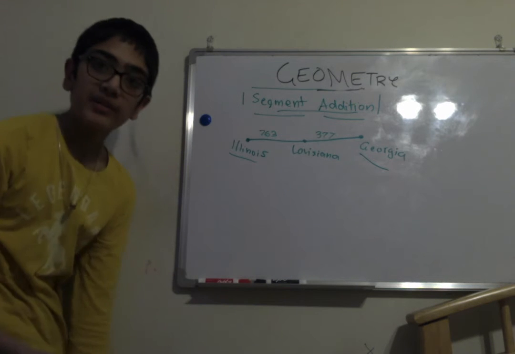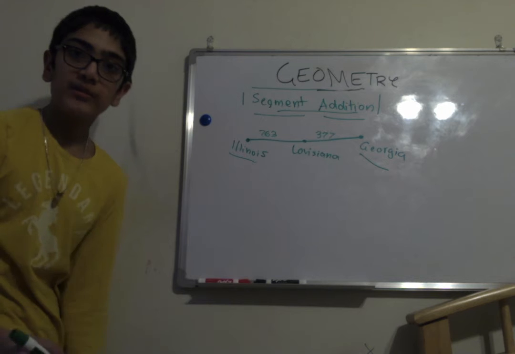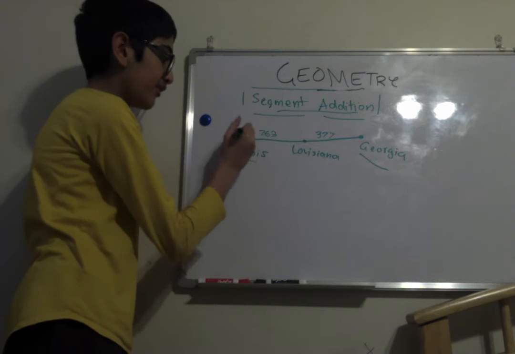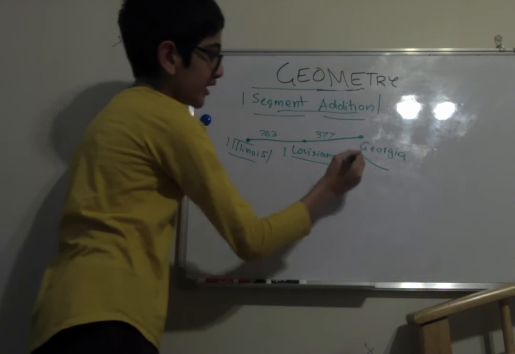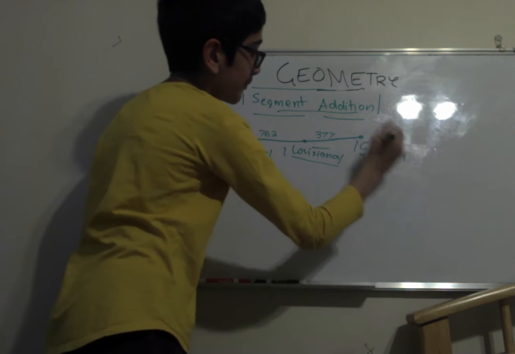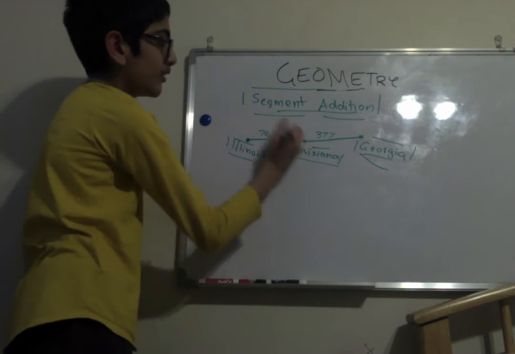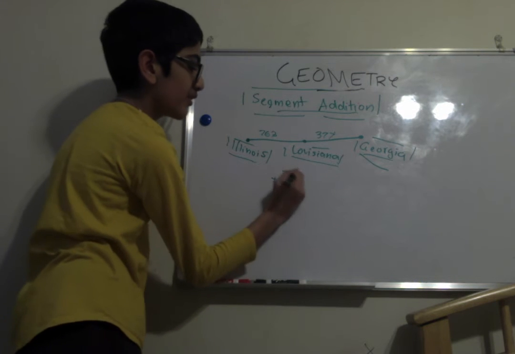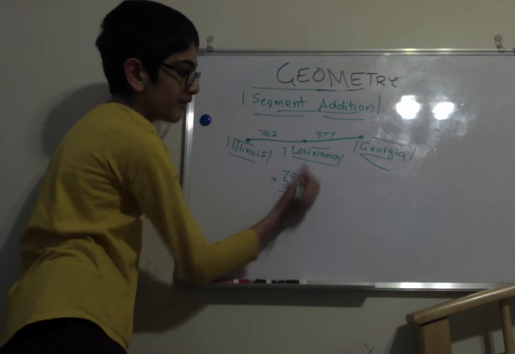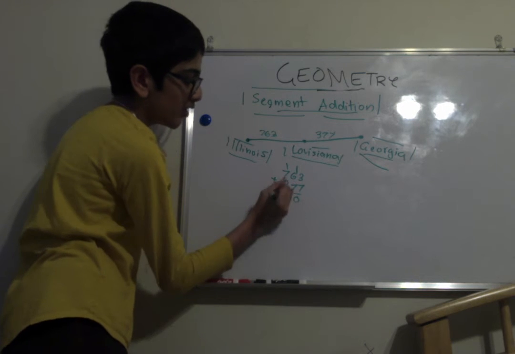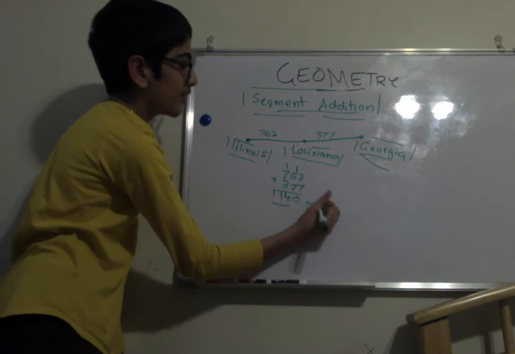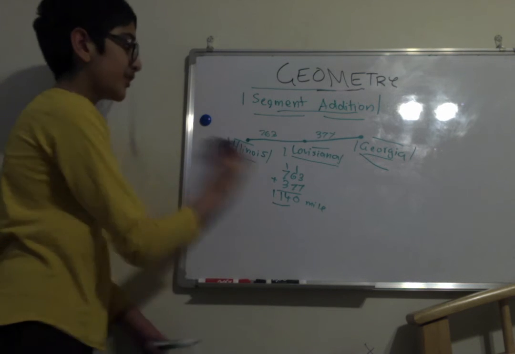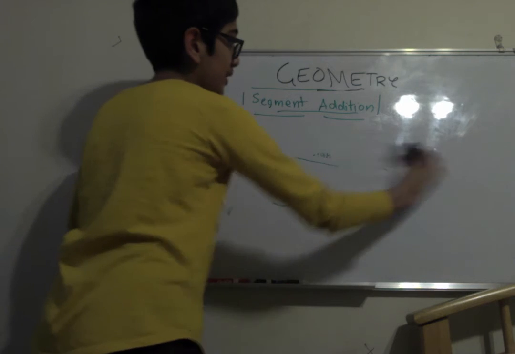Well, we can use our segment addition postulate here to determine that. So if we treat it as a segment with Illinois as one endpoint, Louisiana in the middle, and Georgia at the end, we can say that the distance between Illinois and Georgia is 763 plus 377. If we do the math, we get 1140 miles to go from Illinois to Georgia. That's an example of how you can use the segment addition postulate.